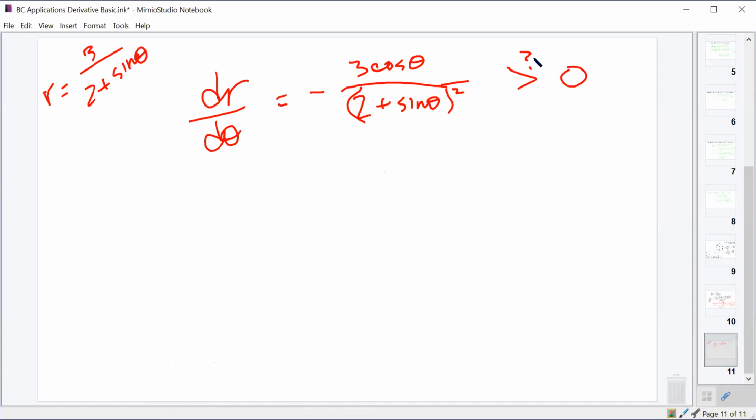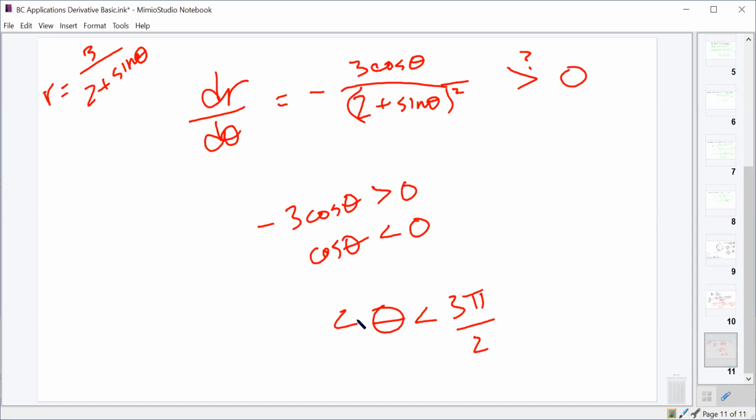That's our question. And so we know that the denominator of this is always positive. So really what we need to figure out is, when is negative 3 cosine theta greater than 0? Or effectively, when is cosine of theta less than 0? And when is cosine of theta less than 0? Which quadrants? Should be in the second and the third quadrants. So theta is less than 3 pi over 2, greater than pi over 2.